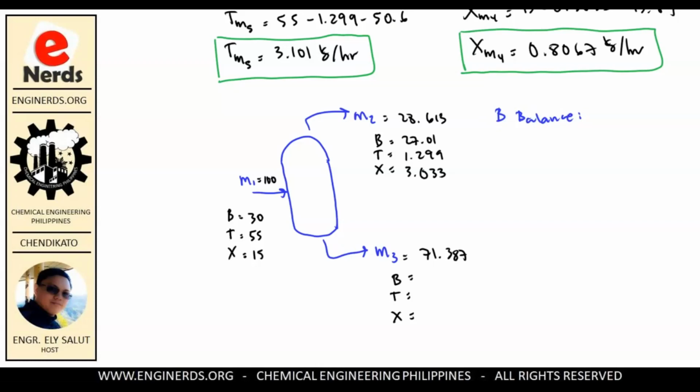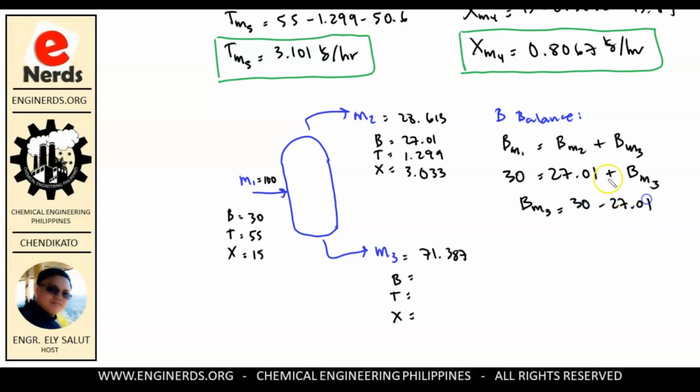So what we have here is our benzene in M1 is equal to the benzene in M2 plus the benzene in M3. Okay, so our benzene in M1 is 30. Our benzene in M2 is 27.01. So we don't know what is benzene in M3. So benzene in M3 is equal to 30 minus 27.01, which is equal to 2.99.